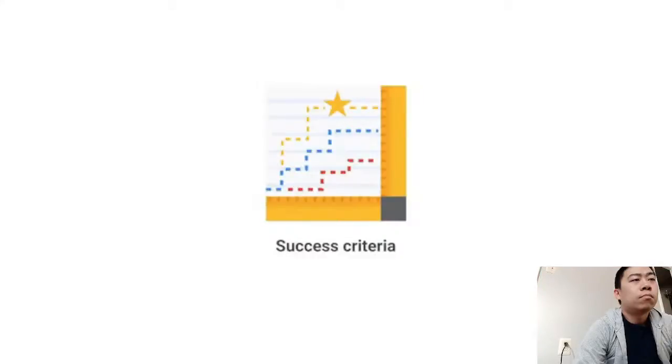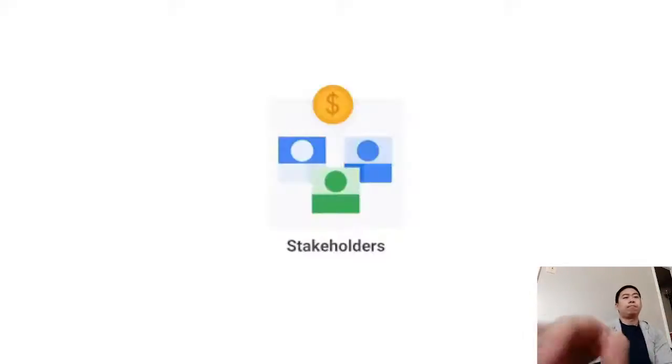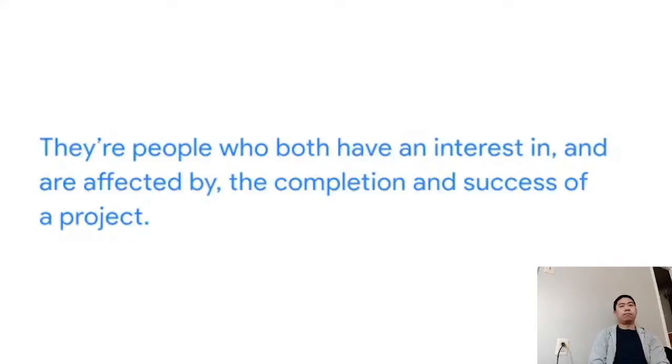Once the goals, scope, and deliverables are determined, you need to consider success criteria. Success criteria are the standards by which you measure how successful a project was in reaching its goals. Another important consideration is your stakeholders. Stakeholders are key to making informed decisions at every step of the project, including the initiation phase. They're the people who both have an interest in and are affected by the completion and success of a project.